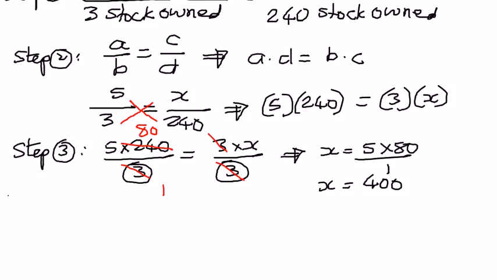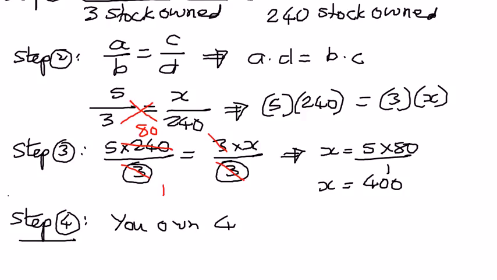So how do we tie it back into this problem? We will write that as step number 4. In step number 4, we are saying after the stock split, you own 400 shares. After the stock split, you own 400 shares.